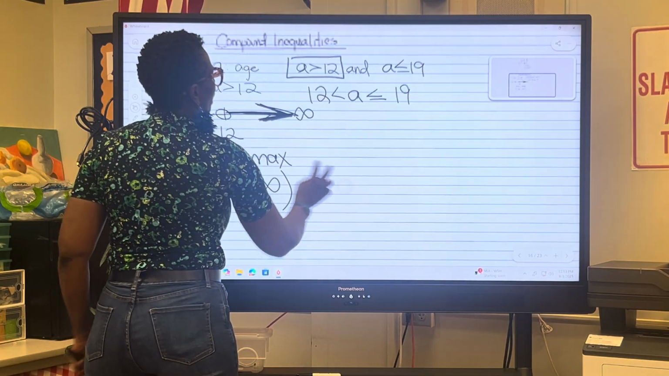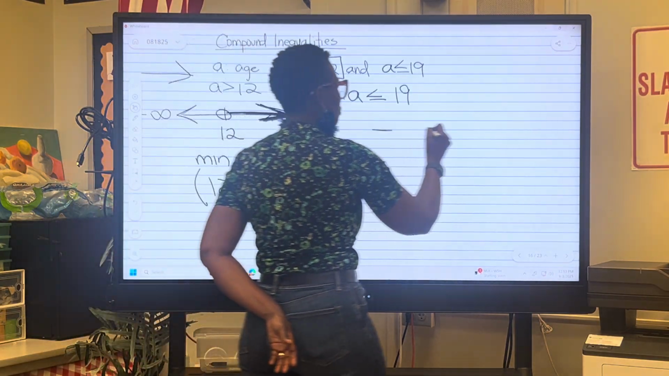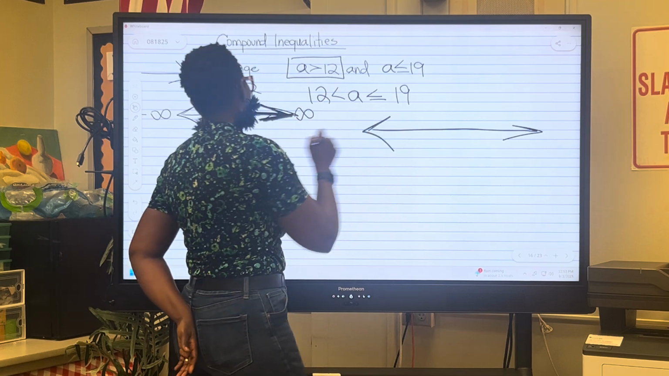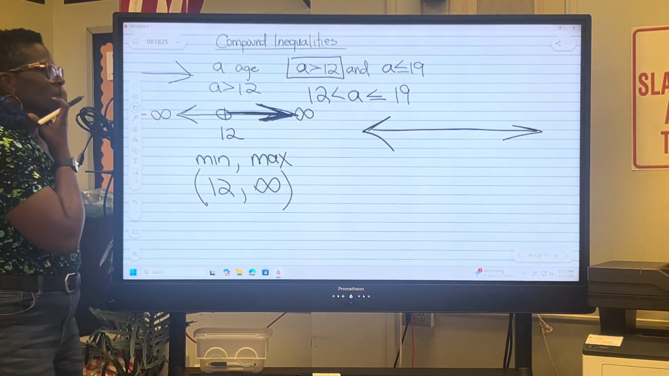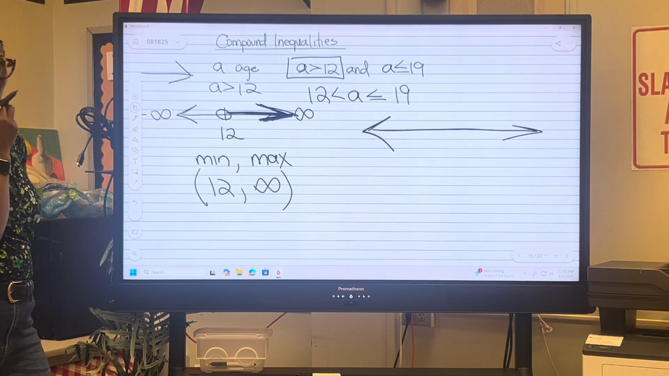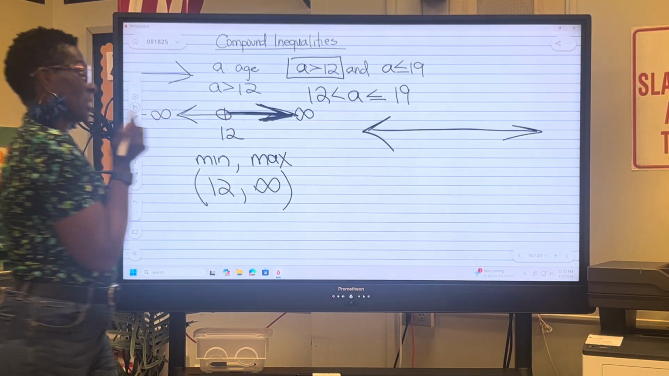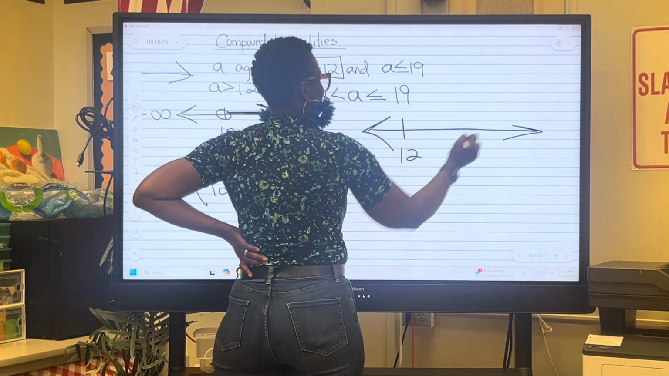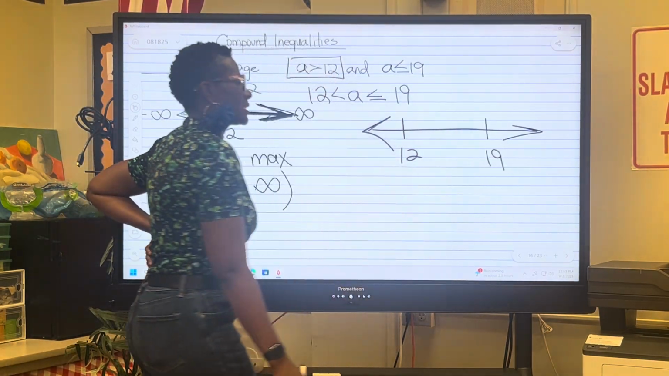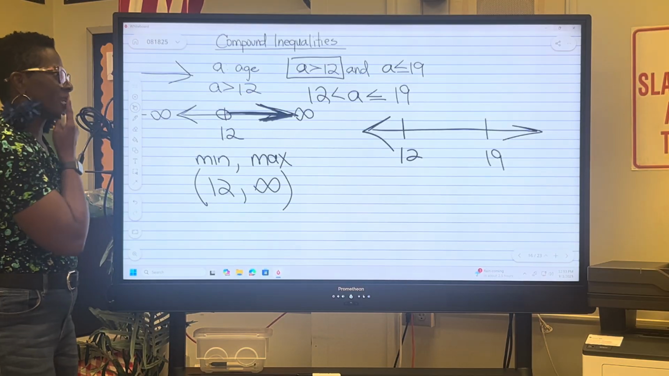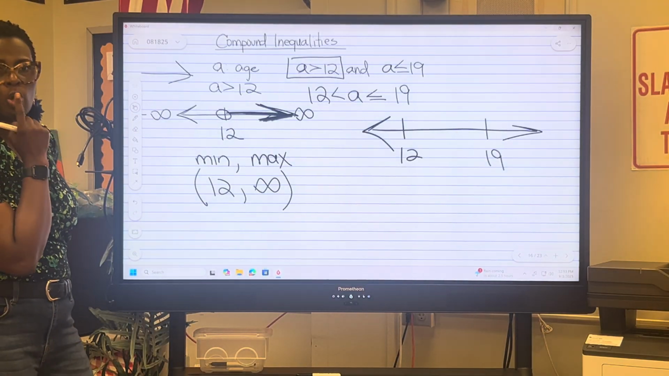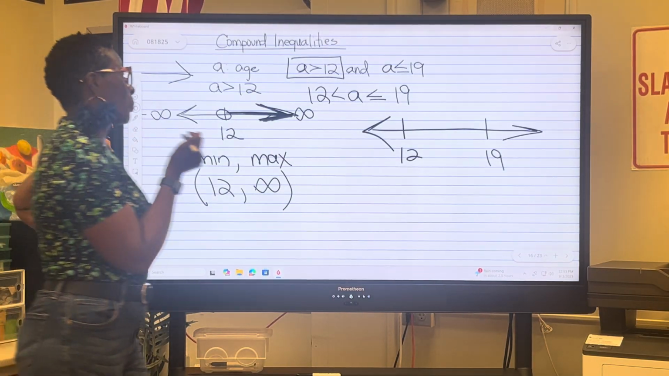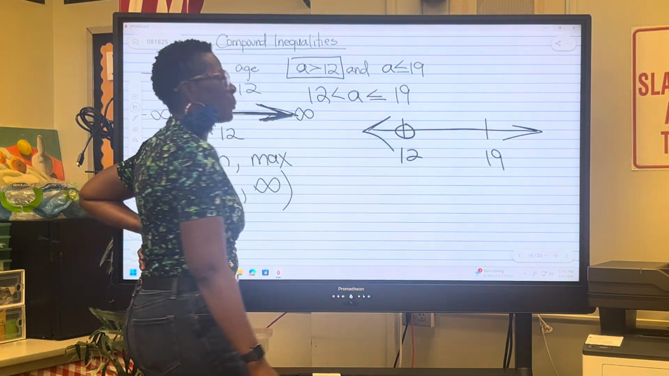What about here? Let's talk about this one. What are my two constraints? 12 and 19. Y'all don't have to whisper, talk out loud. 12 and what? 19. Right? Now, let's talk about this 12. Open circle or closed circle? Open. Why is it open?